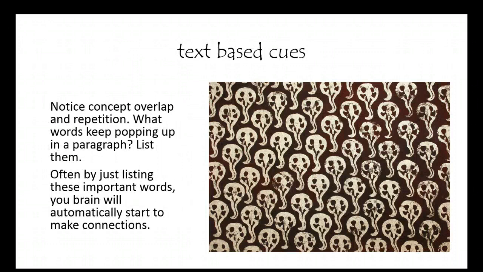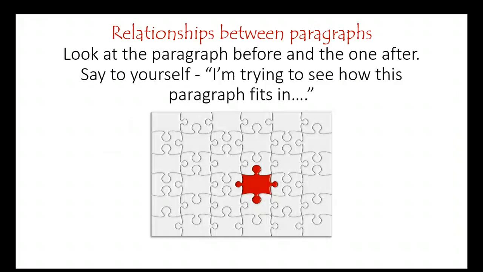Do you see a lot of ideas that overlap, some repetition? Does a certain word keep popping up? Often just by listing these important words, your brain will automatically start to make connections. So we're back to the list. Listing helps you invent topic sentences. Look at the paragraph before and the paragraph after and try to figure out how this paragraph fits in.